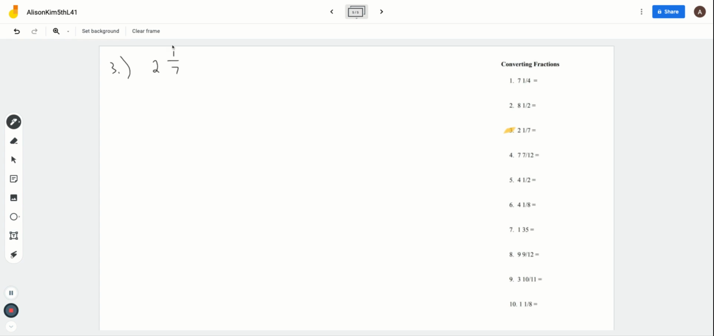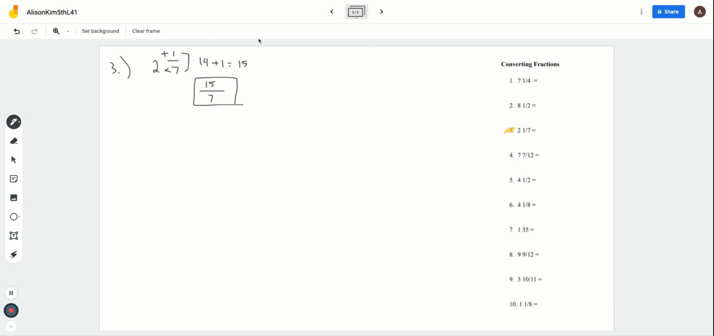So in order to make this into an improper fraction, we need to multiply the whole number by the denominator. Then we're going to add 1 to that product. So we do the whole number times the denominator, which is 14. And then we add the 1 and we get 15. This 15 is going to become our numerator. As for our denominator, it just stays the same. So the denominator given to us in number 3 was 7. So our improper fraction will be 15 over 7.